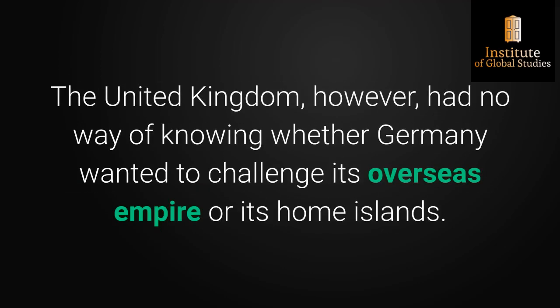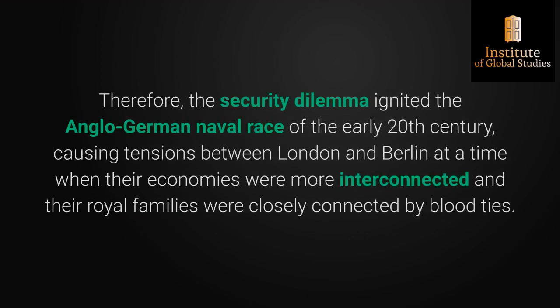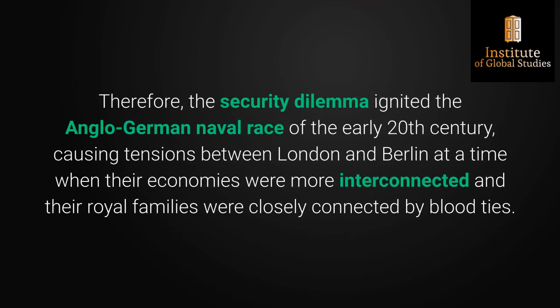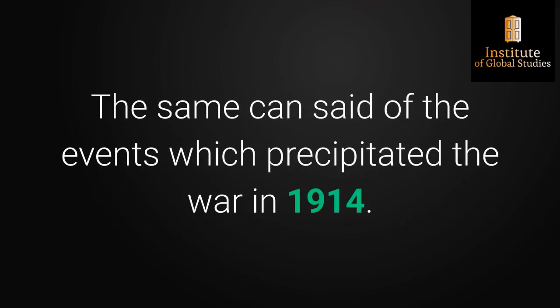The United Kingdom, however, had no way of knowing whether Germany wanted to challenge its overseas empire or its home islands. Therefore, the security dilemma ignited the Anglo-German naval race of the early 20th century, causing tensions between London and Berlin at a time when their economies were more interconnected and their royal families were closely connected by blood ties. The same can be said of the events which precipitated the war in 1914.